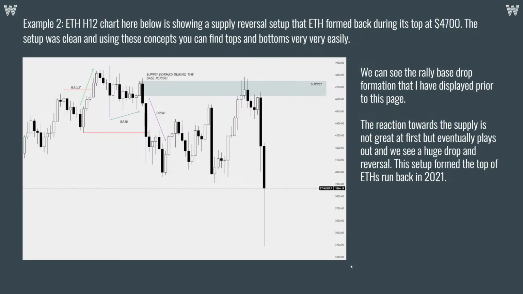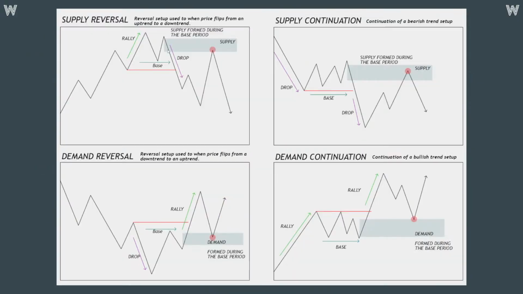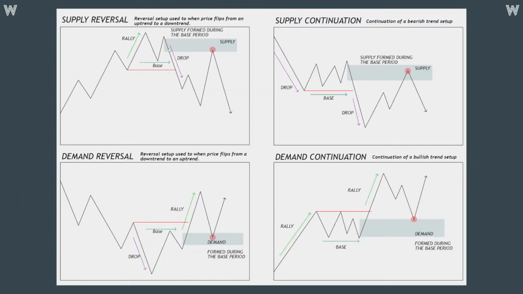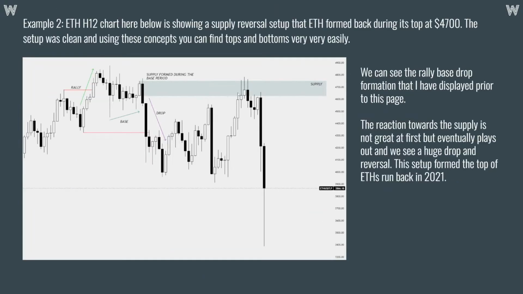And if we go back to here, again, it's the exact same concept, right? It looks exactly the same, just on the chart. Then we look at bidding the supply here for the short lower. We can see the rally base drop formation that I displayed to you on the prior page, right? Rally base drop. Again, this is why it's important to understand market structure in these setups. Otherwise you're just going to be clueless.